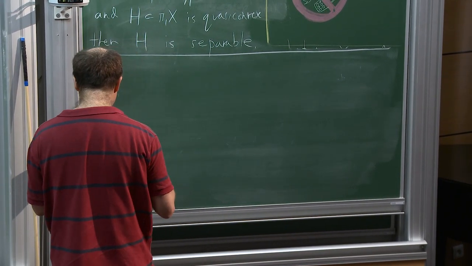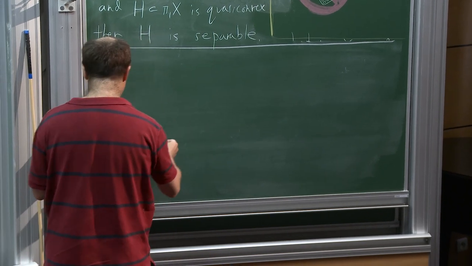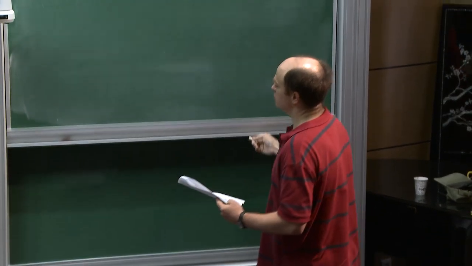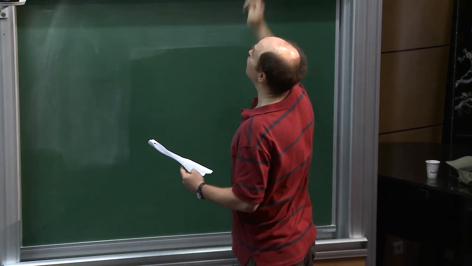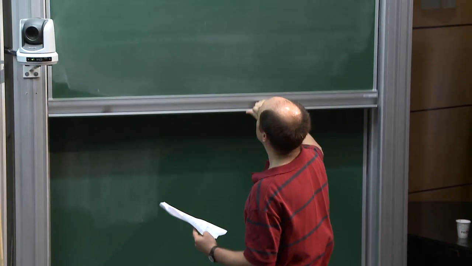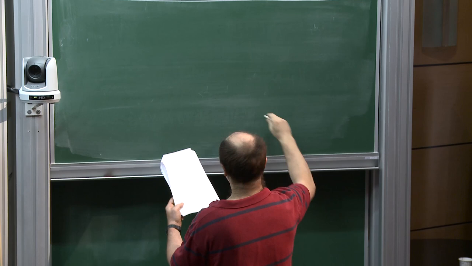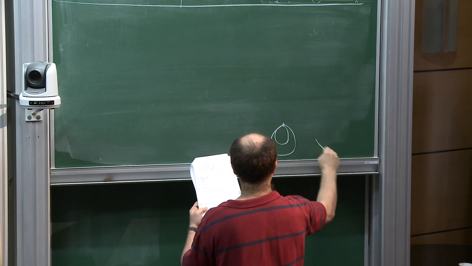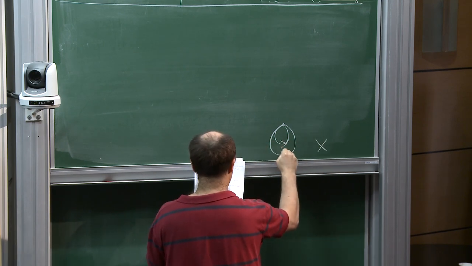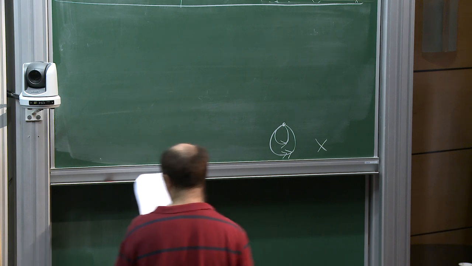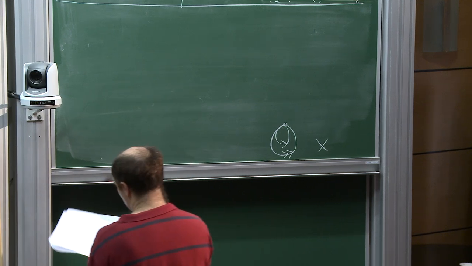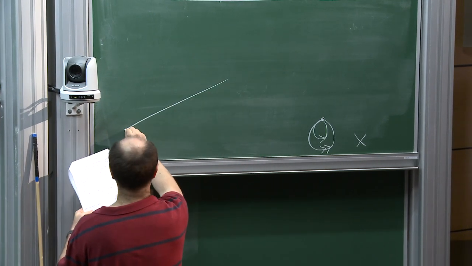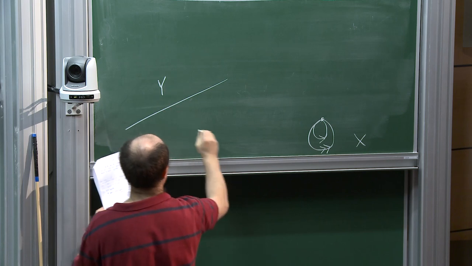And the best way to explain it is to explain it in the case of a graph. So I have this whole blackboard over here. Maybe I'll still use this one. So here's a graph. Let's call this X. And I'm going to choose a local isometry from capital Y to X.